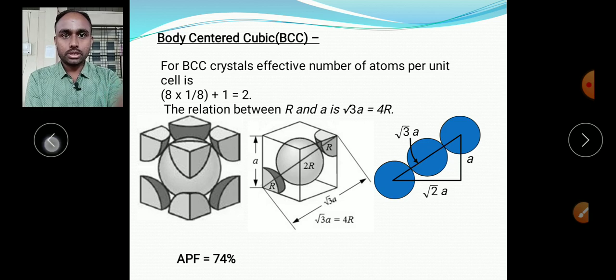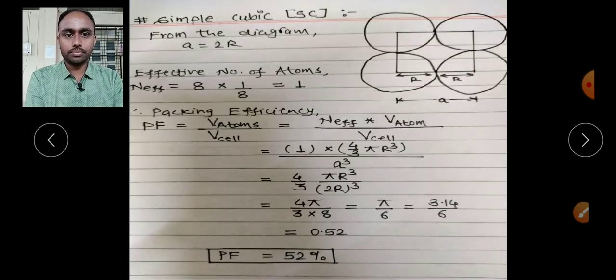If you want, we can see the previous slide here. Yes, for simple cubic we got this answer, that is 52%, and it means that 52% of that particular simple cubic unit cell has been filled with atoms, and the remaining 48% is empty or void space.